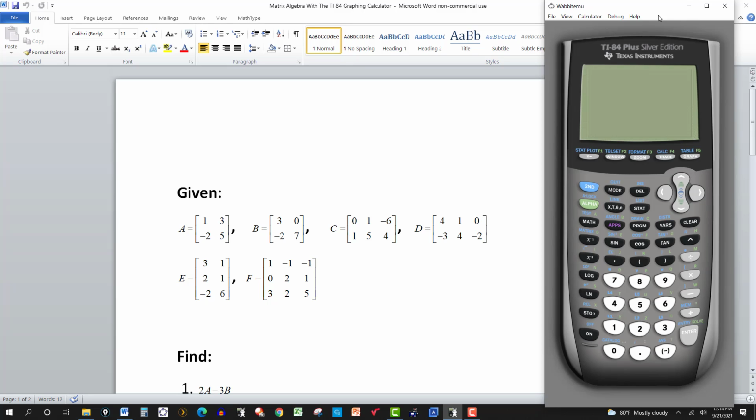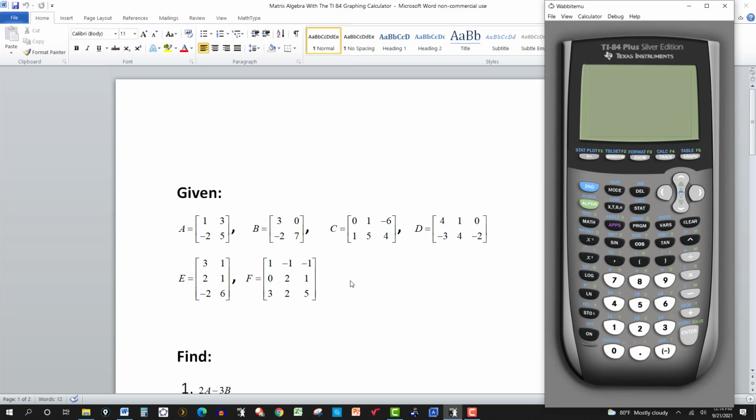I'm just going to say that a matrix is a rectangular array of numbers arranged in m rows and n columns. So the dimension of the matrix is given by the number of rows and columns. The first one we have here, A, is a 2 by 2, 2 rows, 2 columns. The same thing for B. C is a 2 by 3, 2 rows, 3 columns. D is a 2 by 3. E is a 3 by 2, 3 rows, 2 columns. And F is a square matrix, 3 rows, 3 columns, 3 by 3.